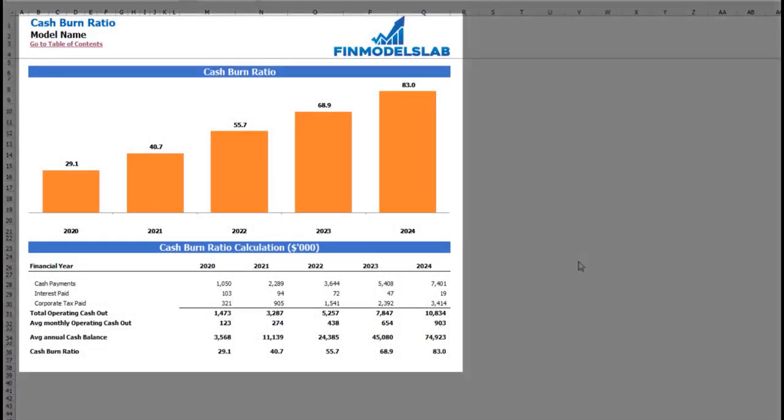On the Burn tab, you can find the calculation of the cash burn ratio, which consists of the average burn amount across the year, the average annual cash balance, and the calculation of the cash burn ratio. On the charts above, you can also see the cash burn ratio by years.